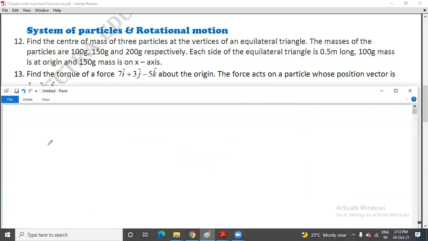Find the center of mass of three particles at the vertices of an equilateral triangle. The masses of the particles are 100 grams, 150 grams, and 200 grams respectively. Each side of the equilateral triangle is 0.5 meters long, and they told that the 100 gram mass is to be taken at the origin and the 150 gram mass is on the x-axis.